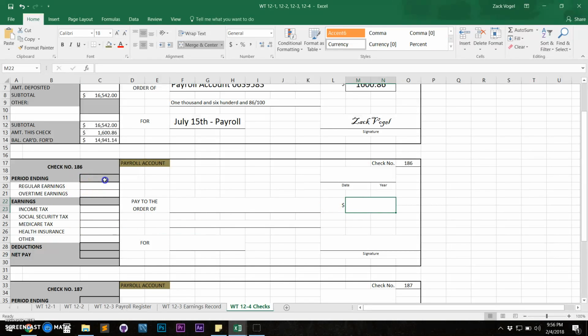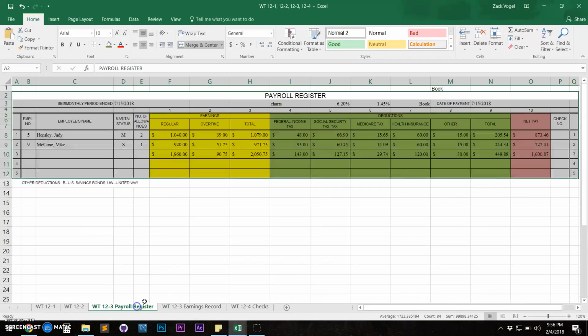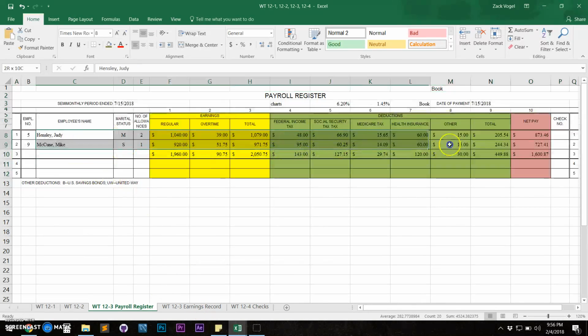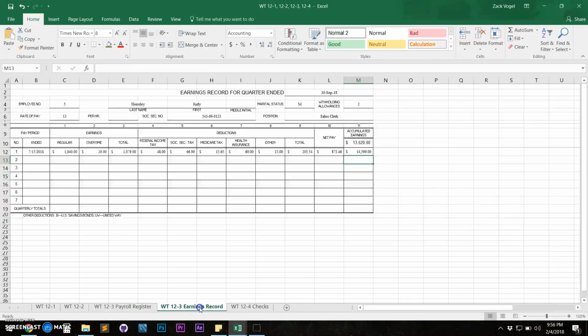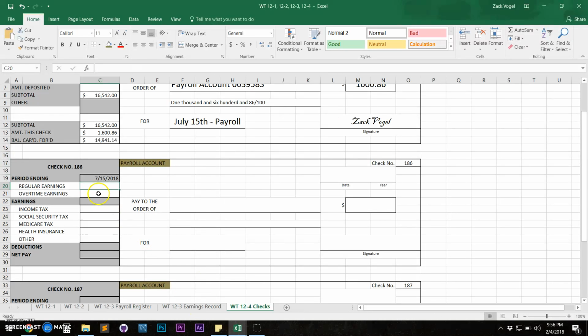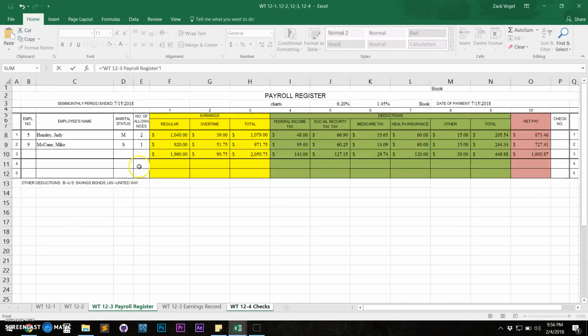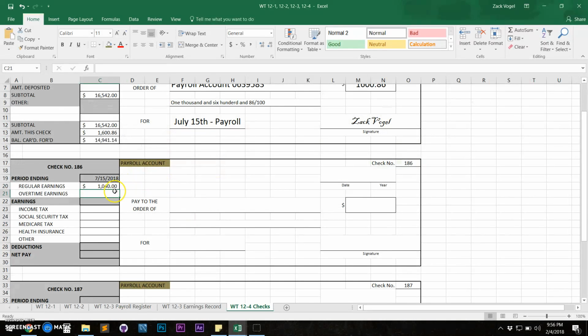So over here, so it is period ending 7/15 of 18. And if we look here, this is for Judy Hensley, so we know we can get this information from the payroll register right here on Judy Hensley. So right there. And so I can just go back and forth. And so I know the regular earnings, I just set it equal to regular earnings, and we'll go back and forth. So overtime earnings, $39. I can add that up, or I can click over there, and we'll just keep working down.